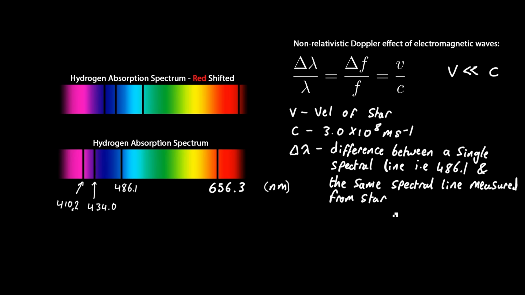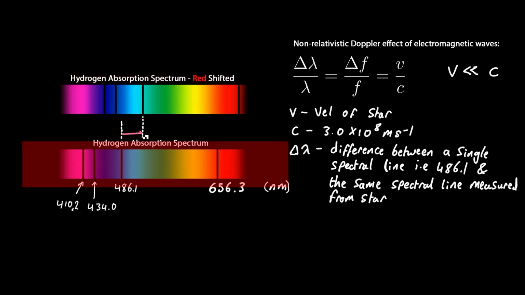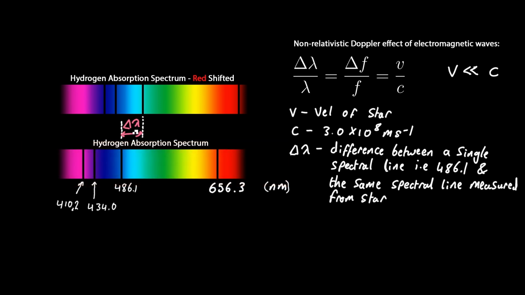So we've got an absorption spectrum from a star as the light is passing through hydrogen gas, and we've got this on the top band here, and at the bottom we've got white light going through hydrogen gas in the lab. And you can see there's a slight shift in these bands. So the difference in wavelength is equal to the wavelength of one of these bands here from the star minus the wavelength of the same band from the lab.